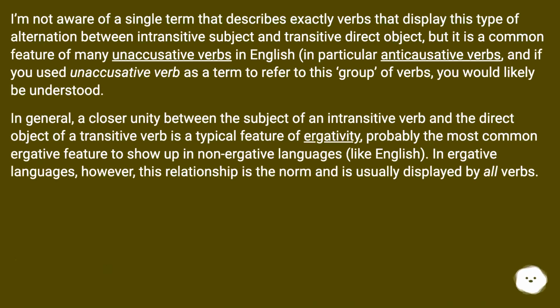I'm not aware of a single term that describes exactly verbs that display this type of alternation between intransitive subject and transitive direct object, but it is a common feature of many unaccusative verbs in English, in particular anticausative verbs, and if you used unaccusative verb as a term to refer to this group of verbs, you would likely be understood. In general, a closer unity between the subject of an intransitive verb and the direct object of a transitive verb is a typical feature of ergativity, probably the most common ergative feature to show up in non-ergative languages, like English. In ergative languages, however, this relationship is the norm and is usually displayed by all verbs.